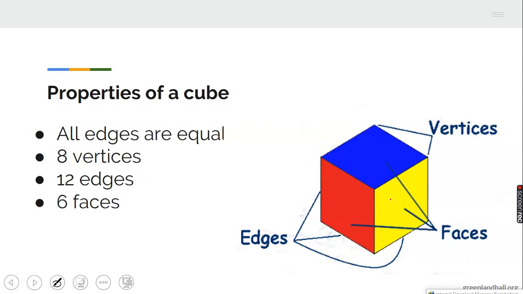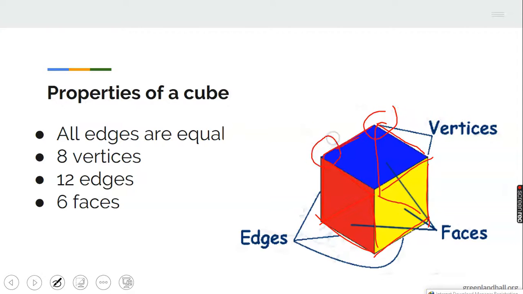Now let's pick them one by one. A cube, as you can see, has all its edges equal. All the edges are equal, and they are 12 in number. Okay? Let's see. 1, 2, 3, 4, 5, 6, 7, 8, 9. There are some at the back that will be like this. 10, 11, 12.